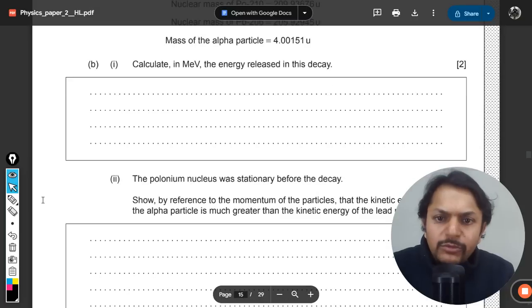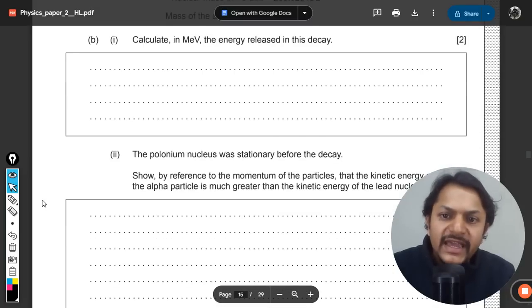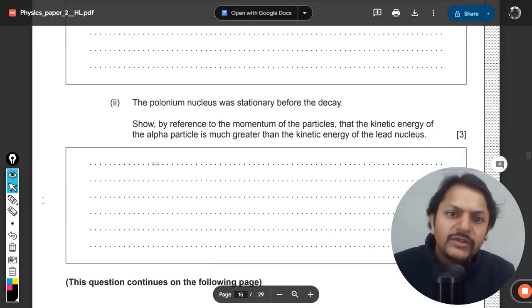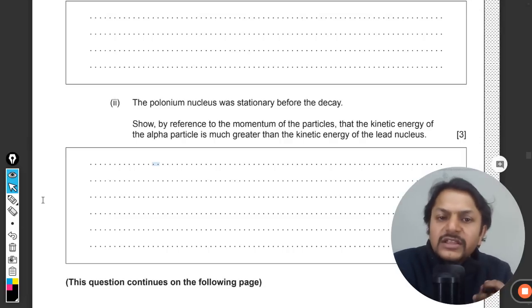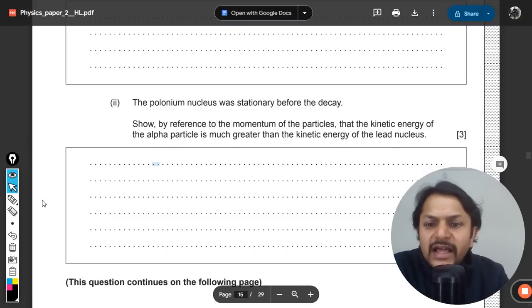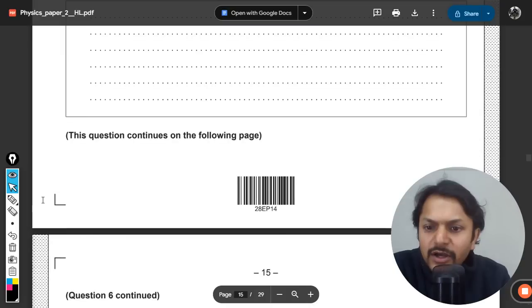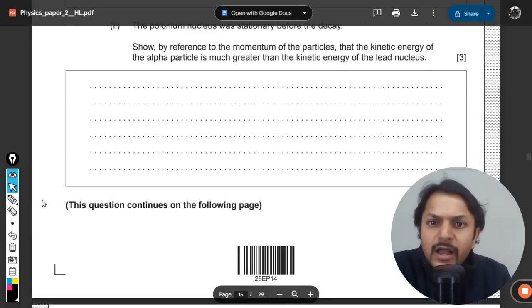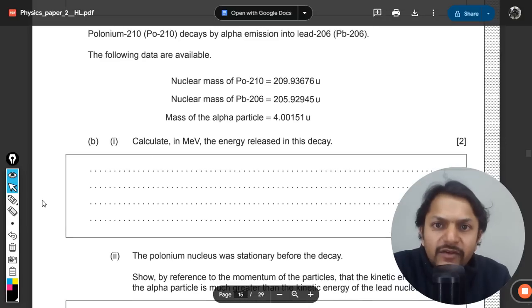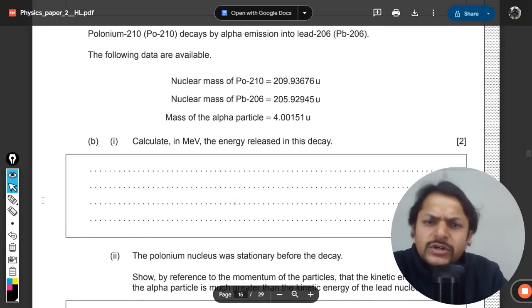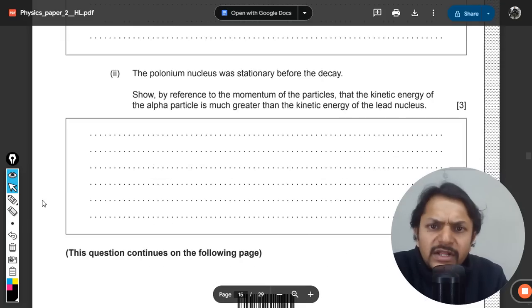The polonium nucleus was stationary before the decay. Show by reference to the momentum of the particles that the kinetic energy of the alpha particle is much greater than the kinetic energy of the lead nucleus. Okay, this would be taking time. The mass is given, and we can just assume the mass to be 210. Okay, no problem. Let's see.